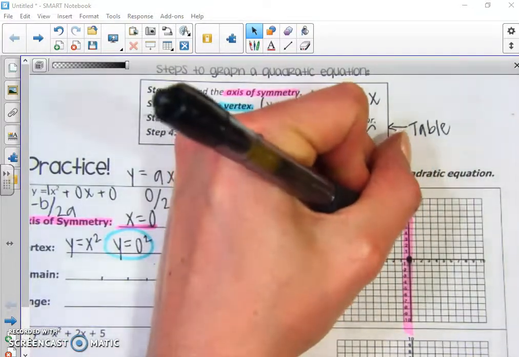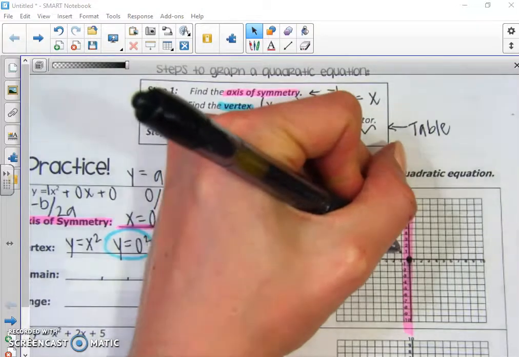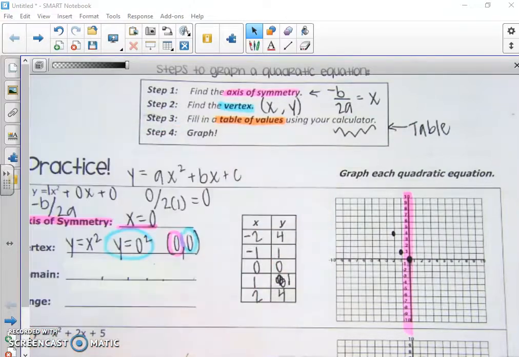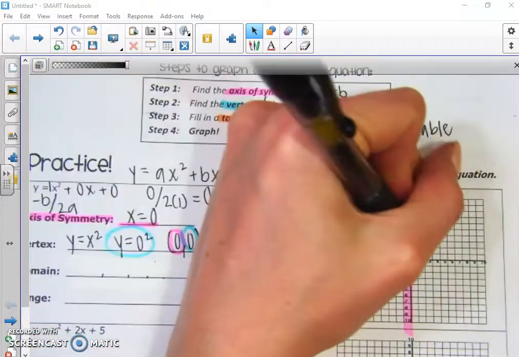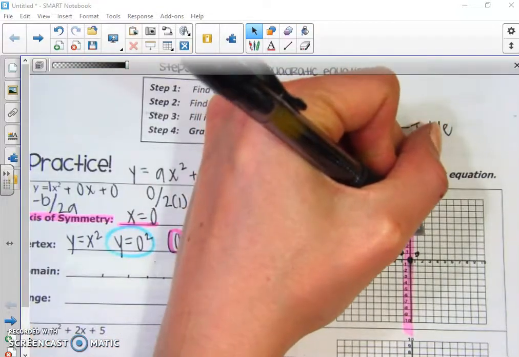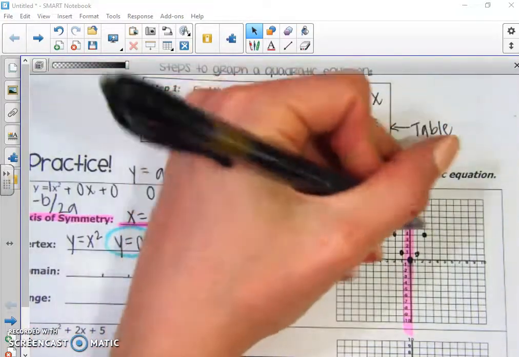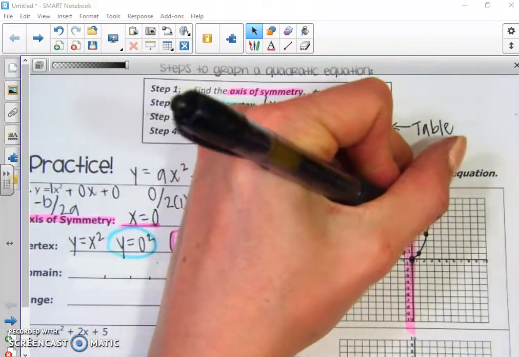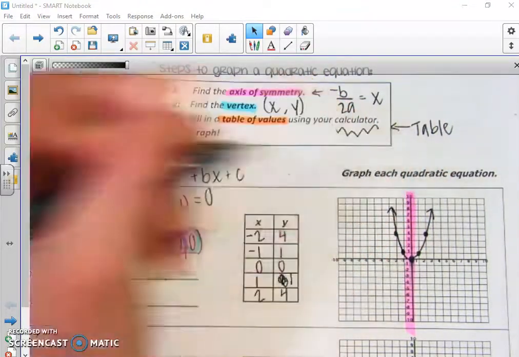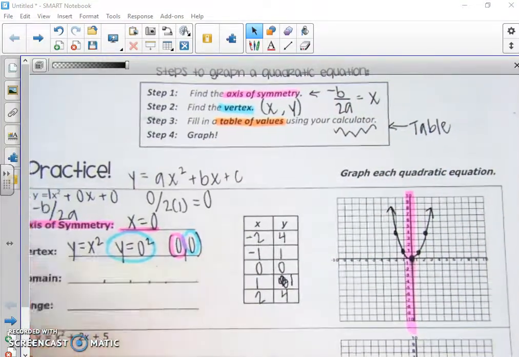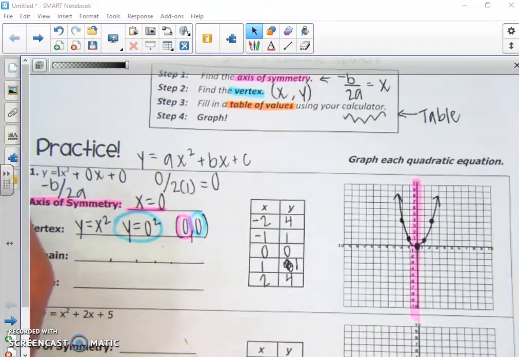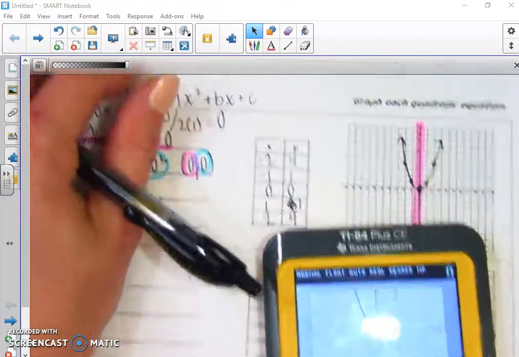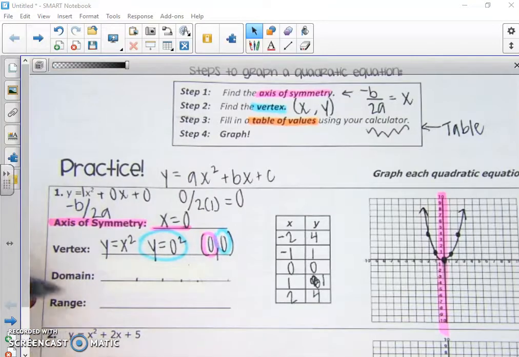So (-2, 4), (-1, 1), (1, 1). Sorry, I wrote that incorrectly. That should have been a 1. And (2, 4). Okay. And then it's a parabola that's opening upwards. So the graph is going to continue to open up and out like that, like a big U or a happy face smile. Okay. And if we look on the graph on our calculator, they should look pretty similar. Yeah. Excellent.